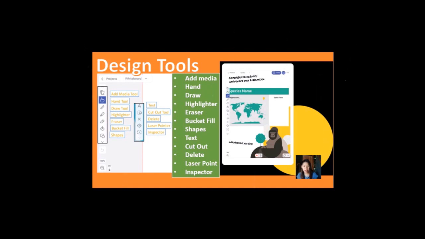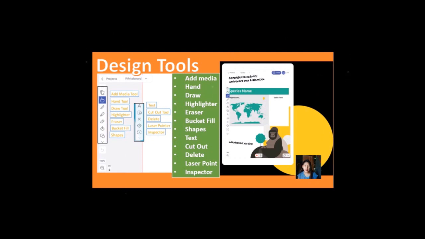The Highlighter, for highlighting the text. Eraser, for erasing objects on the screen. The Bucket Fill is for filling a shape with color. Shapes is for inserting shapes, could be circle, triangle, rectangle, or whatever you like. The Text is for inserting text. You can customize the font and the size.